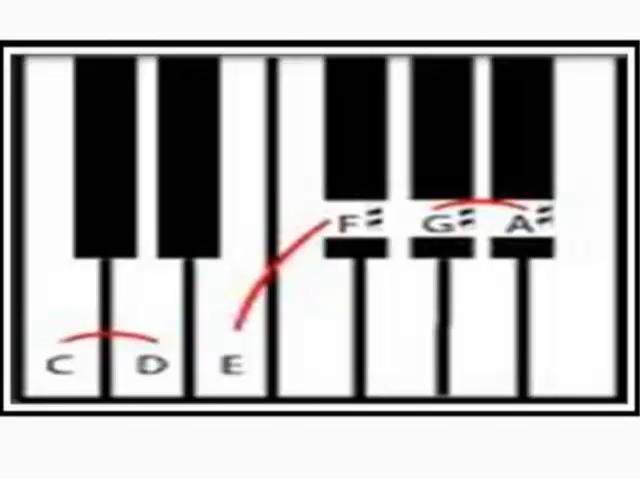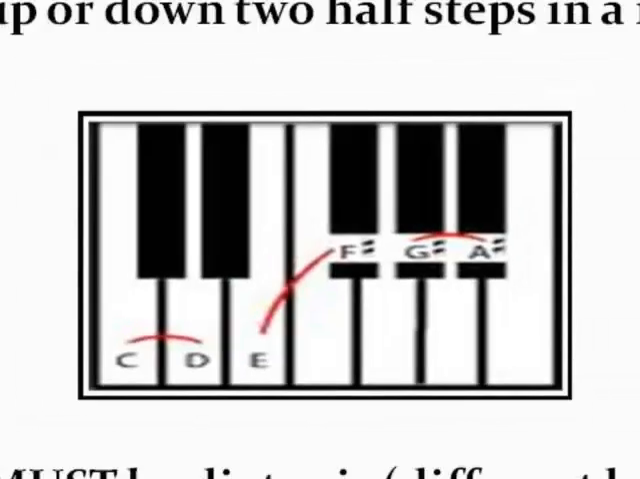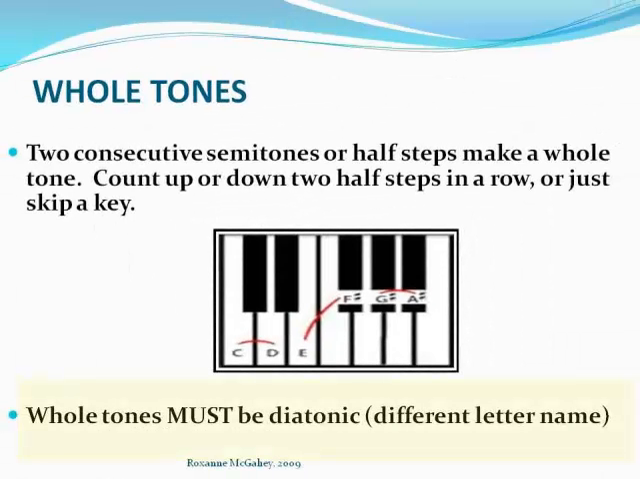You can also have whole tones between black keys. F sharp to G sharp is a whole tone because there's a white key between the two black keys. Always remember that whole tones must be diatonic. They must have a different letter name, and the letter name is always consecutive. It's always C to D or D to E. You can't skip a letter.